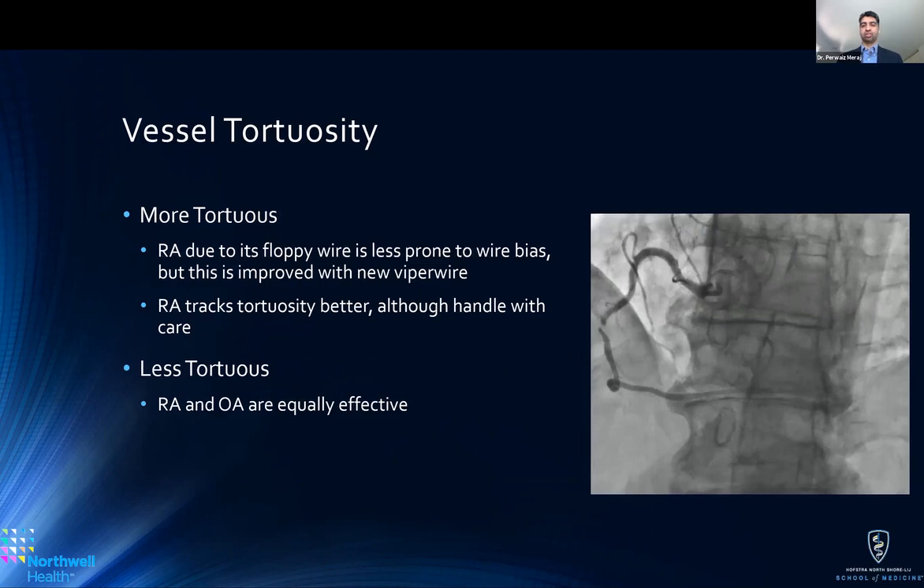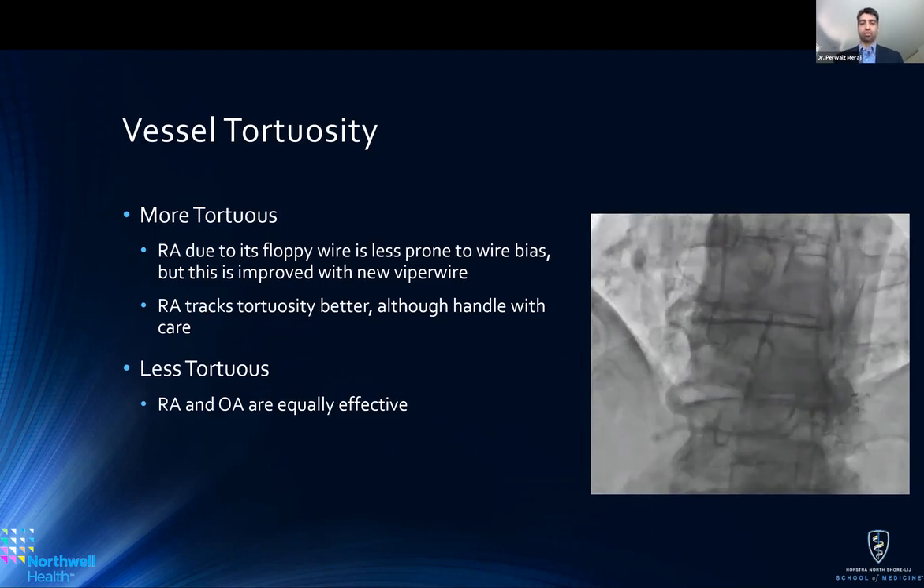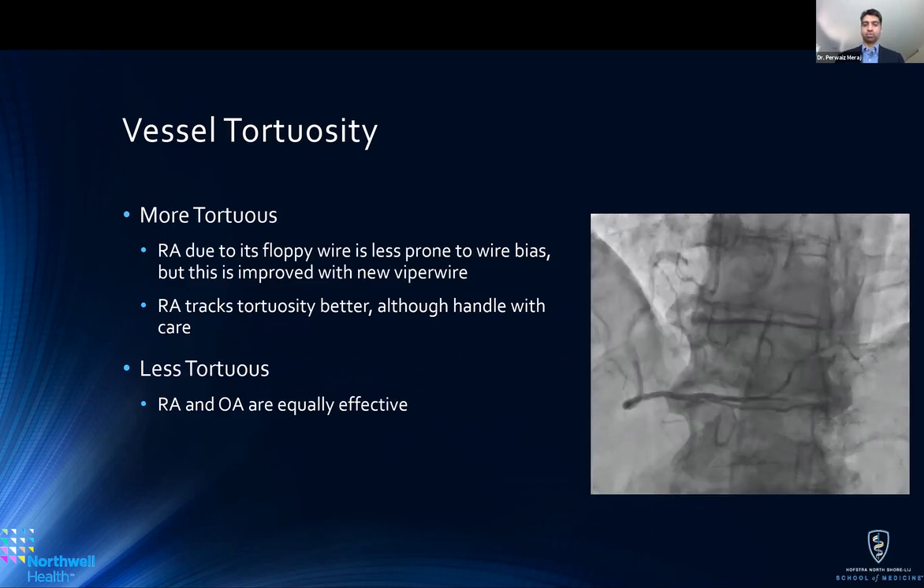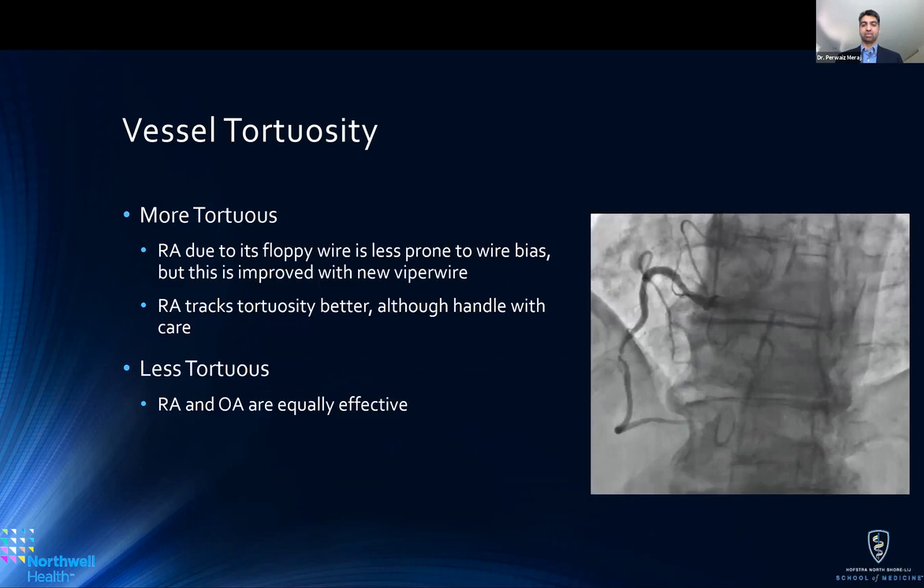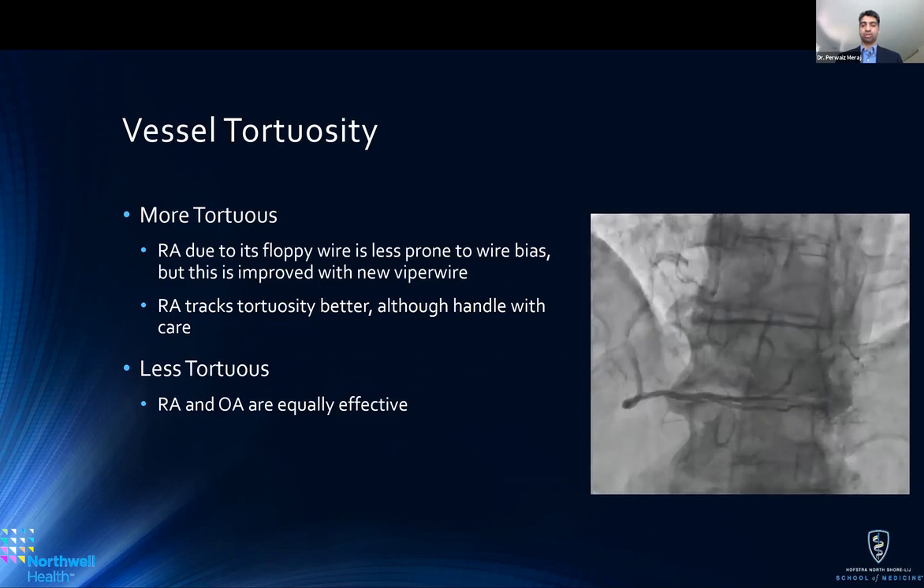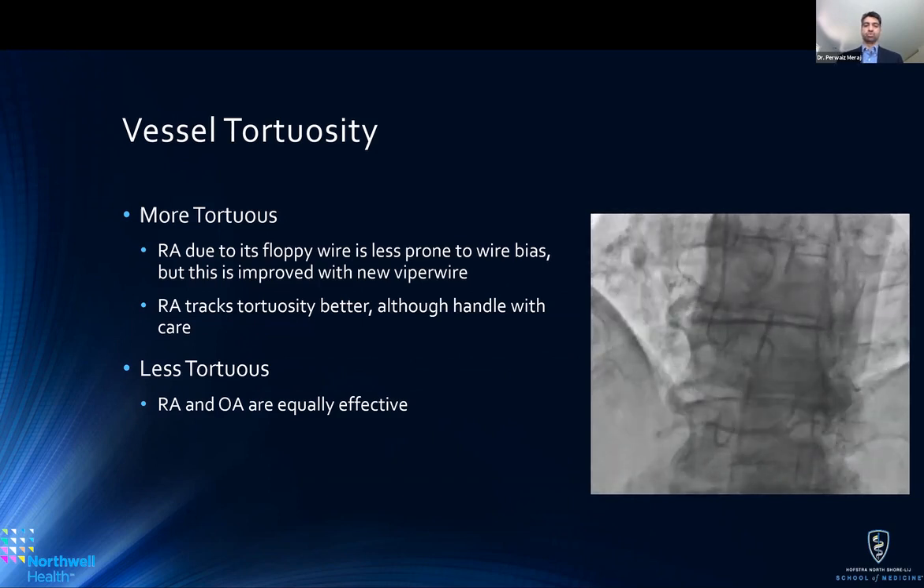Vessel tortuosity, of course, mostly due to the wire bias. The new Viper wire that's for the orbital atherectomy is more floppy, therefore it's less likely to bias. However, still, with orbital atherectomy, you're more likely to have issues when you're traversing more.